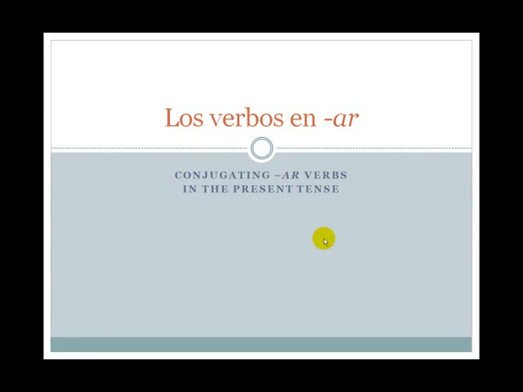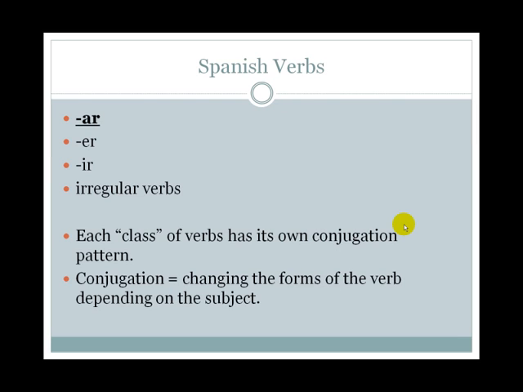Today we'll be talking about the verbs that end with AR in Spanish, conjugating AR verbs in the present tense. First, just an overview of Spanish verbs. There are 4 different classes of verbs in Spanish: AR verbs, which is what we're talking about today, ER, IR, and irregular verbs.